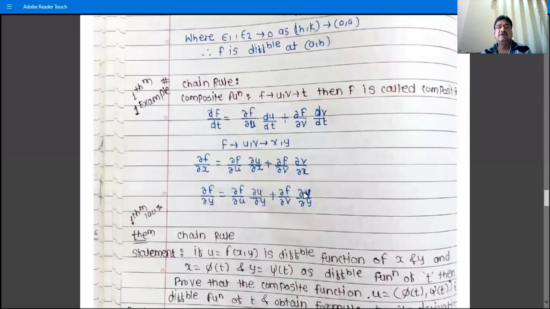Next topic is chain rule. The definition of composite function. Suppose f is the function of u and v, and u and v are the functions of t. Then f is called a composite function of t.